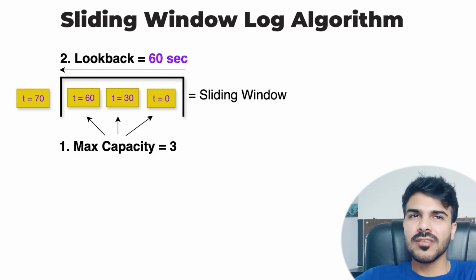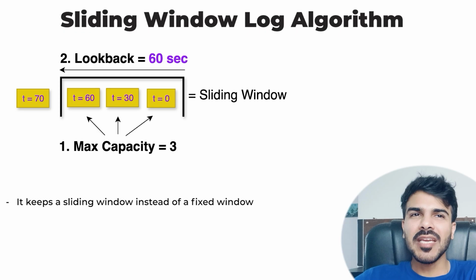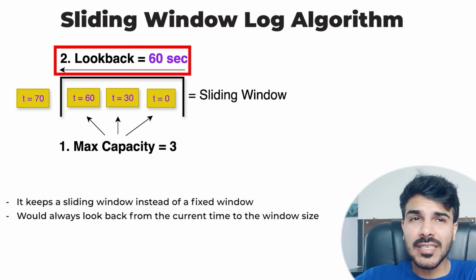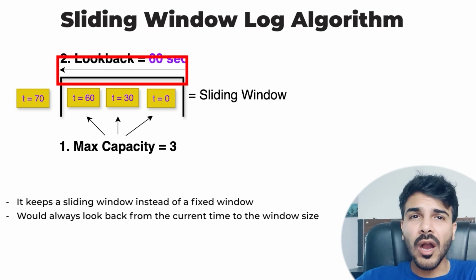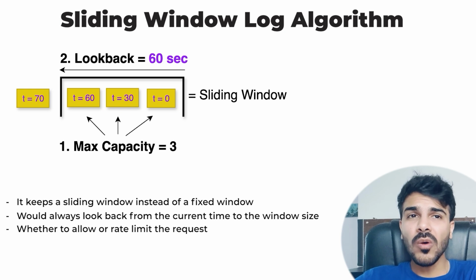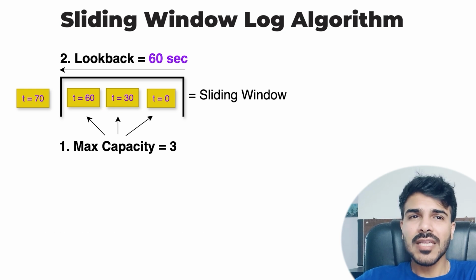Now this algorithm addresses that issue. How does it address it? It's simple, just by keeping a sliding window instead of a fixed window. This sliding window would always look back from the current time to the window size. Let's say it is 60 seconds. And then when it looks back, it would count the total requests in that window. This is to decide whether to allow or rate limit the request.